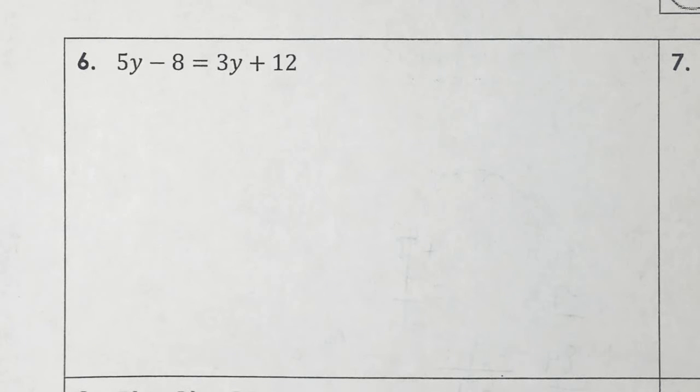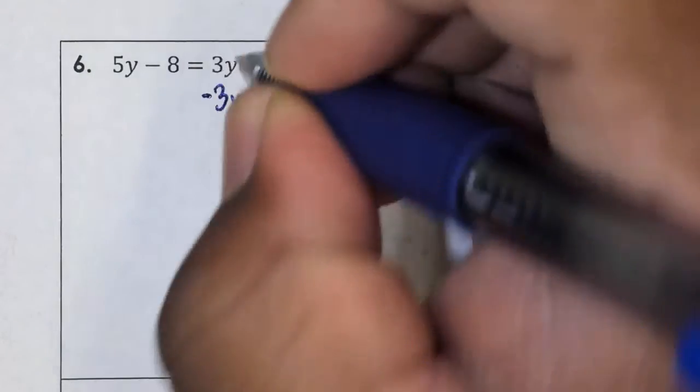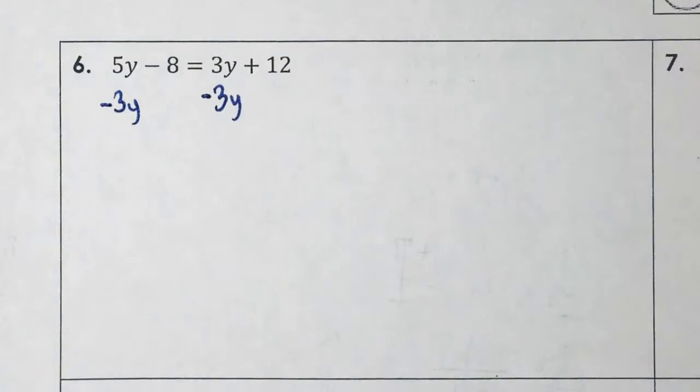If I move that 5, that's going to turn my variable negative, because I have to subtract 5, and 3 minus 5 is going to give me negative 2. I don't want to do that. I just want to keep my variable positive, so I'm going to move that 3y. Subtracting 3y on both sides.